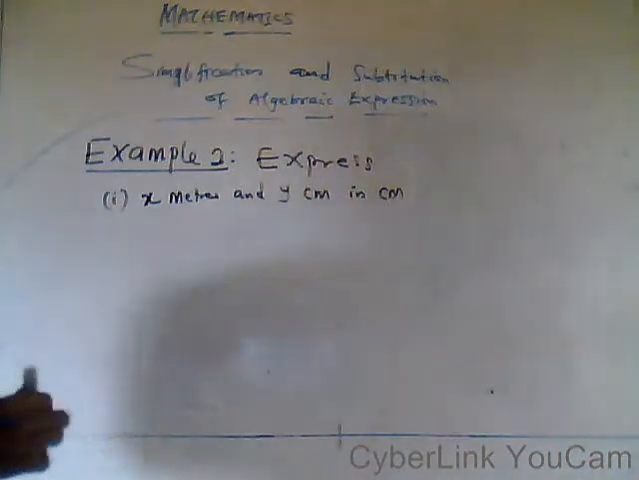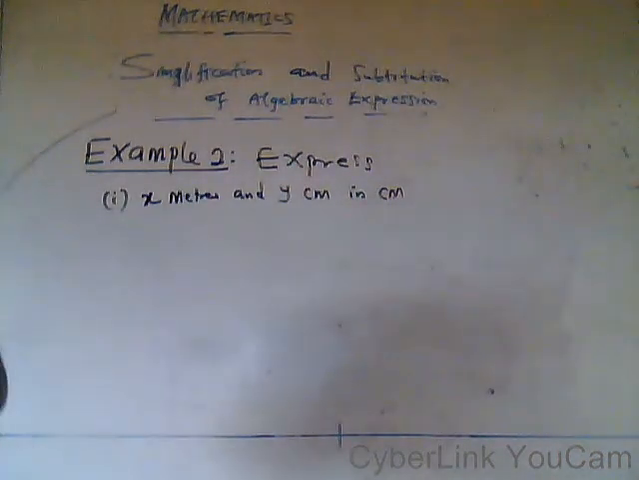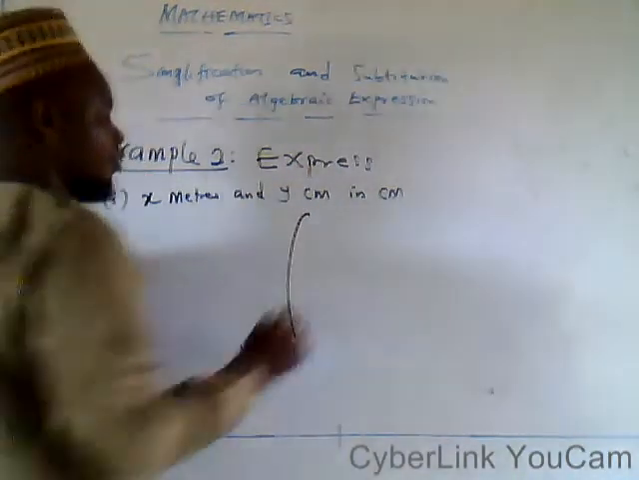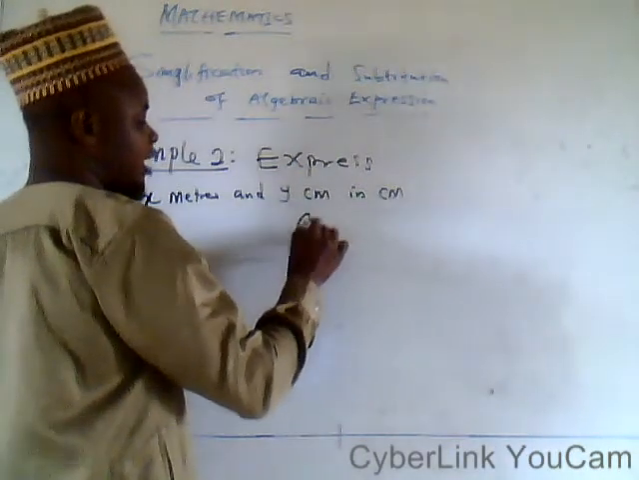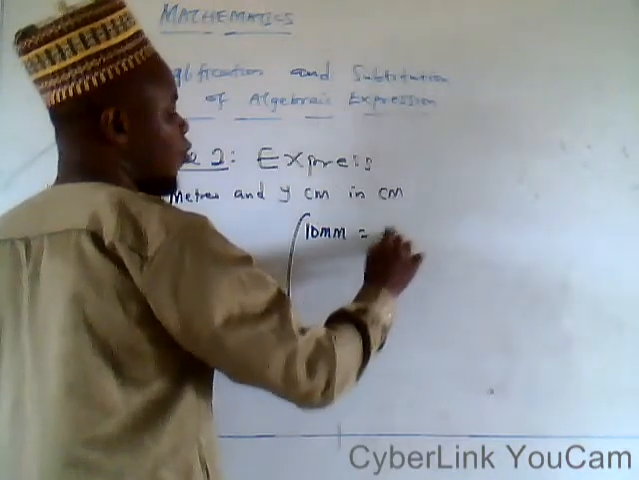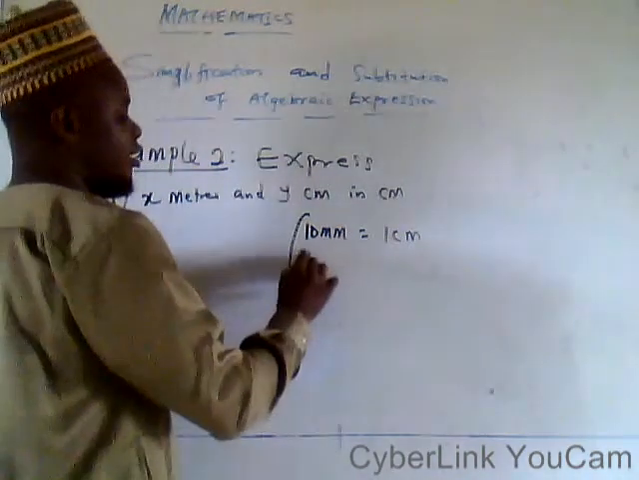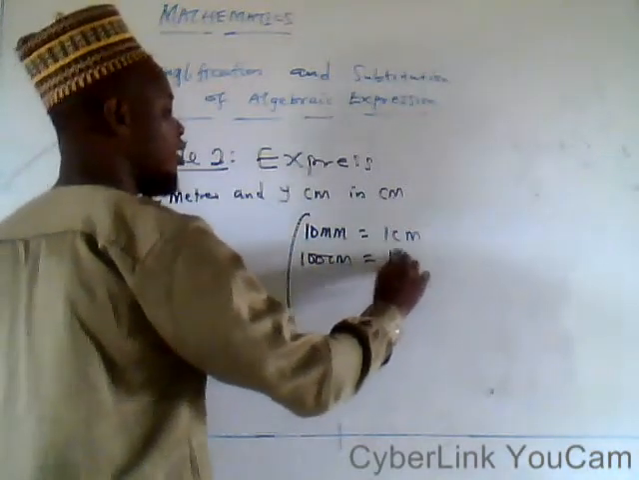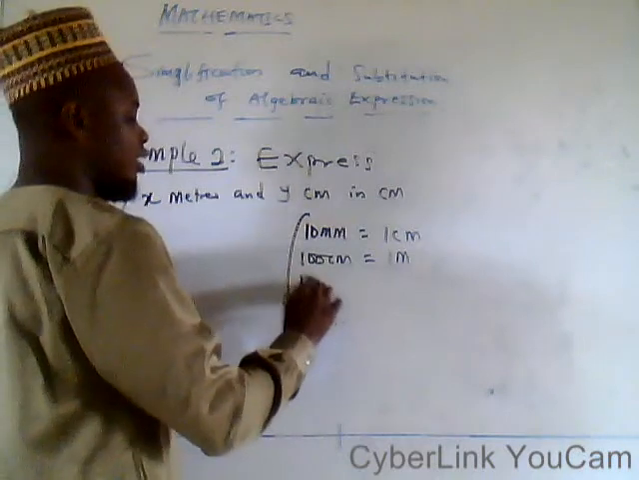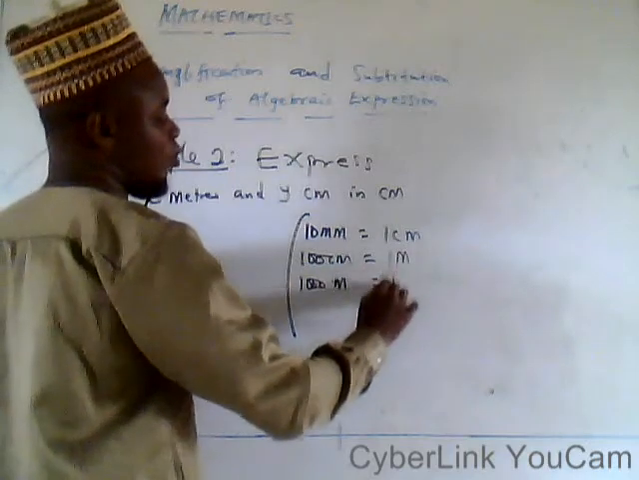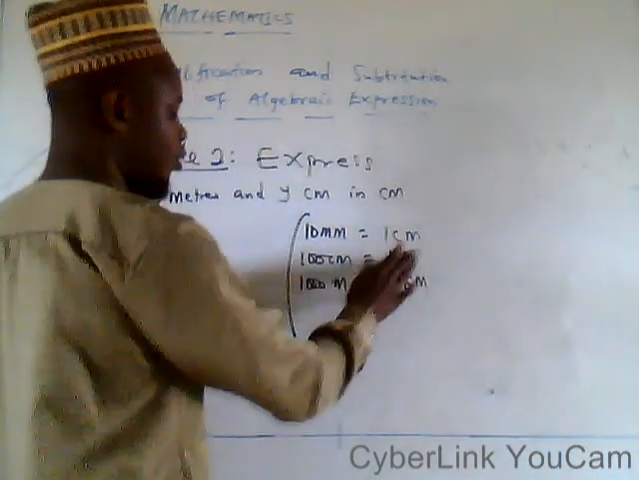We know that for the meter, how many centimeter do you have in a meter? I hope you know that. So let's quickly have a recap of that. 10 millimeter is equal to 1 centimeter, and 100 centimeter is equal to 1 meter, and 1000 meter is equal to 1 kilometer. So take note of this.